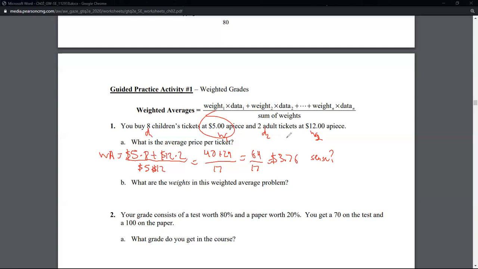Some of the tickets cost $5 and some of the tickets cost $12. In no world does this make sense. How is the average cheaper than the cheapest ticket you bought? So that tells us, if you didn't goof the math, which we didn't, that you goofed up what you assigned as data and weights. We flip-flopped them. So let's clear our screen and let's do it right now.